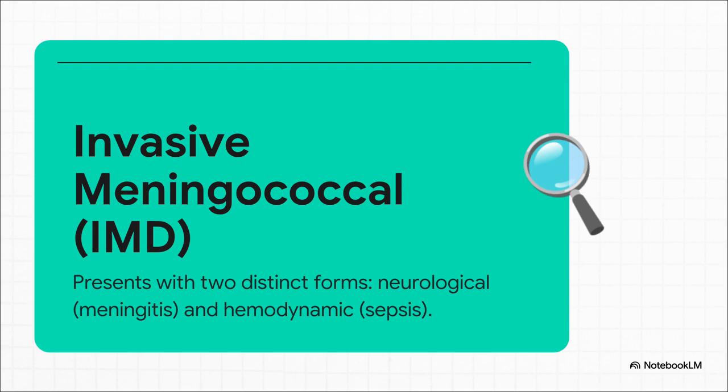You have the classic purulent meningitis, a brain and spinal cord infection. And then you have the hemodynamic form, what we often call meningococcemia or purpura fulminans. This is just a brutal, fast-moving septic shock. The whole point of this study is that we tend to mash these two together. And that, as you'll see, is a huge mistake when it comes to figuring out who's really in trouble.